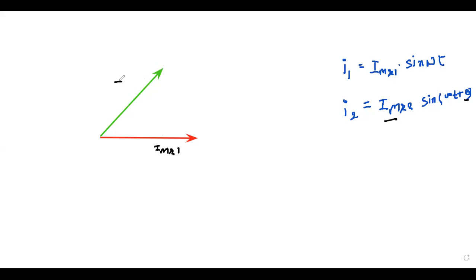This is IMR2, and this angle is theta. Now the method name is what? Parallelogram. So you have to make the parallelogram. How can we make the parallelogram?